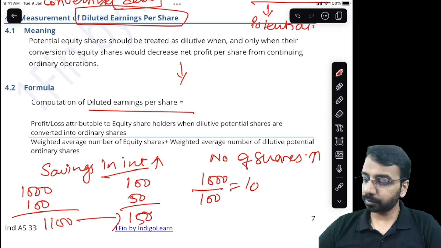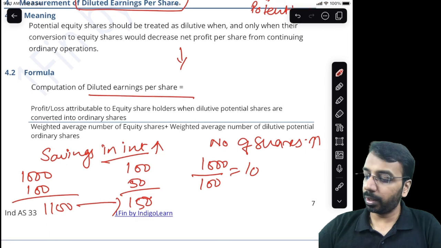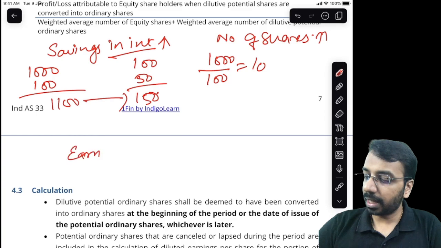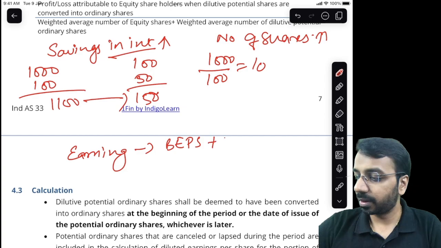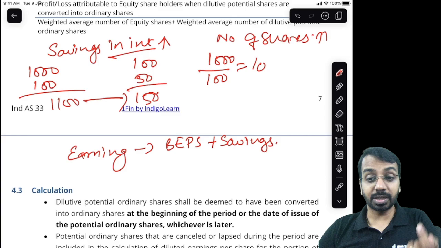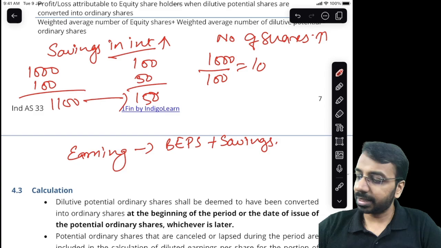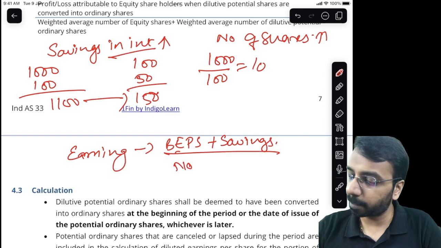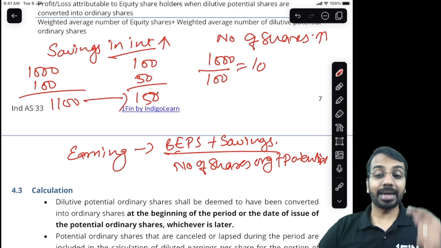Now, how do we calculate diluted earnings per share? What you have to do is you take the earnings as per your basic EPS. To this you add savings in interest, or if there are convertible preference shares, then the preference dividend that you will be saving, whatever is there, that you will add, divided by number of shares original plus potential. So that is how we calculate diluted earnings per share.